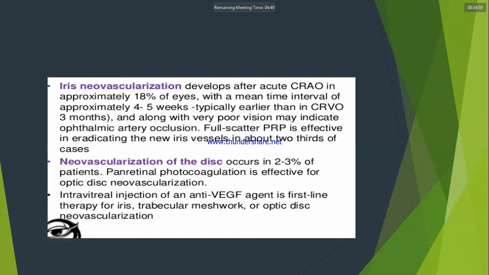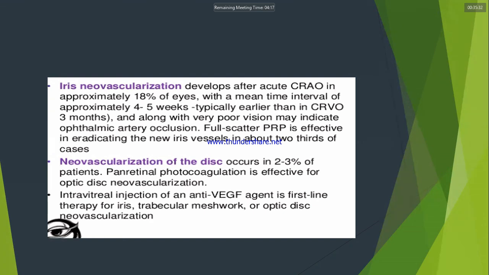Then we go for other modalities of treatment, like full scatter PRP, which is effective in eradicating new iris vessels in about two-thirds of the cases, and new vascularization of the disc occurs in 2 to 3% of the patients. So we go for pan-retinal photocoagulation with intravitreal injections of anti-vascular endothelial growth factor agent, which is the first line of therapy for iris, trabecular meshwork, or optic disc neovascularization.